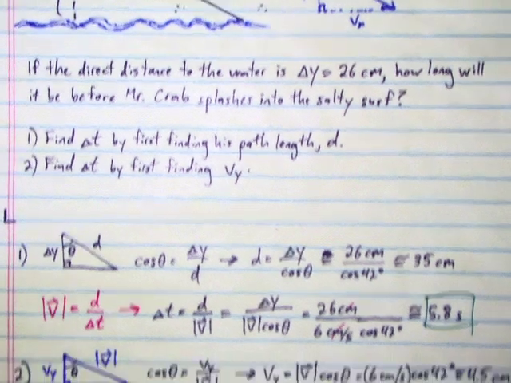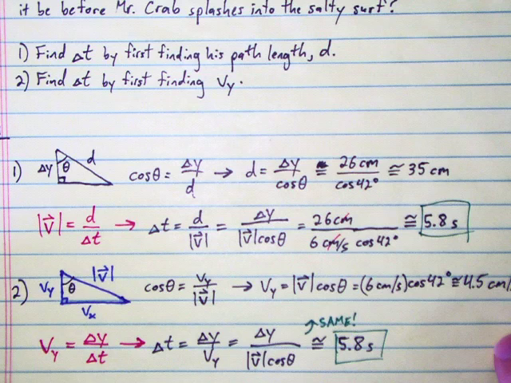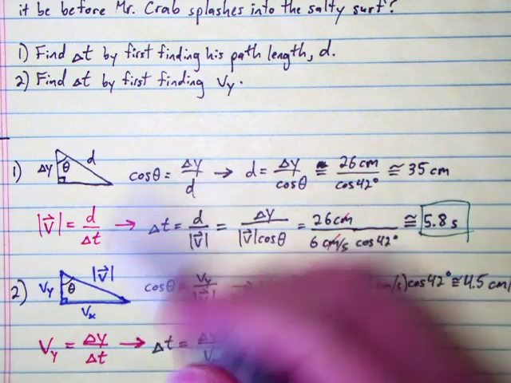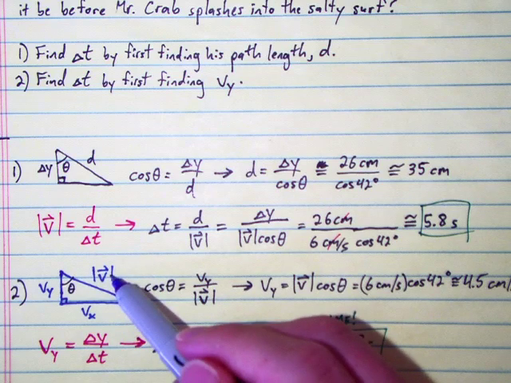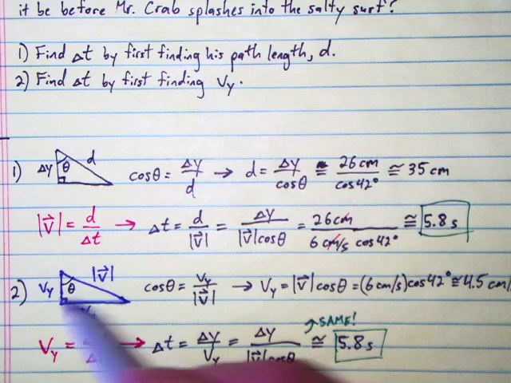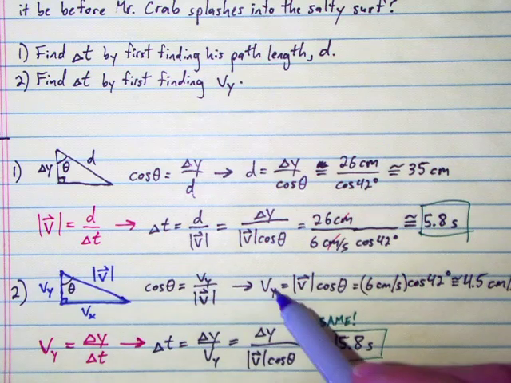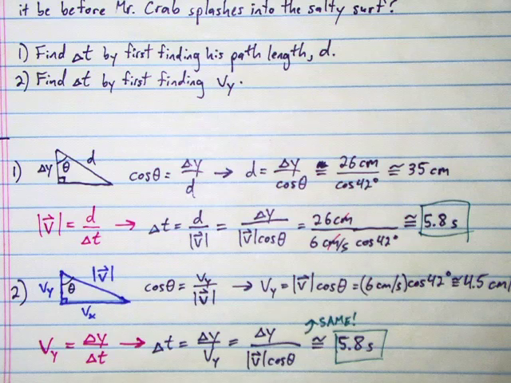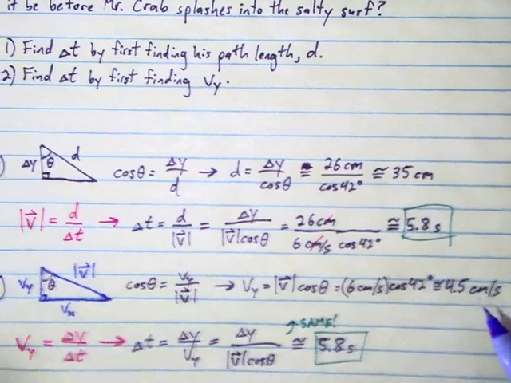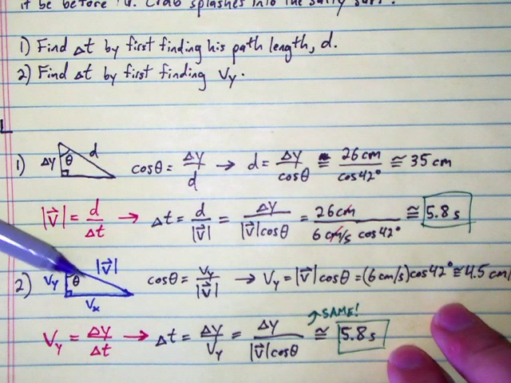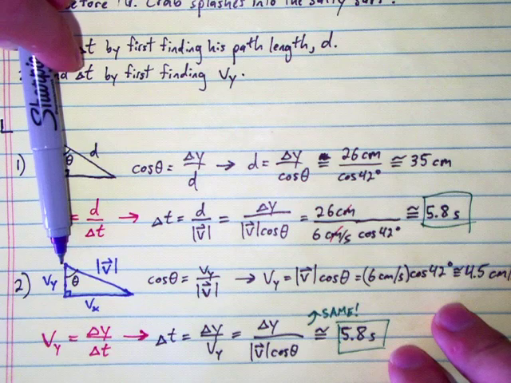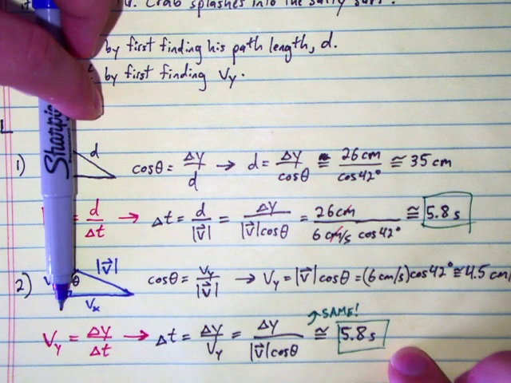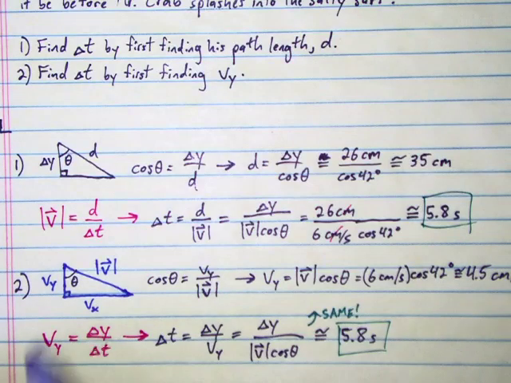The second method would be to look at his velocity triangle instead. The hypotenuse here is his speed, 6 centimeters per second. Cosine of the angle will be Vy over the speed. Rearrange that to solve for Vy, which would be V cos theta, comes out to be 4.5 centimeters per second. So if he's traveling in this direction at 6 centimeters per second, his y-coordinate is changing at 4.5 centimeters per second. And then knowing that, we'll use this relationship to solve for delta t, the change in his y-coordinate over the rate of change of the y-coordinate.